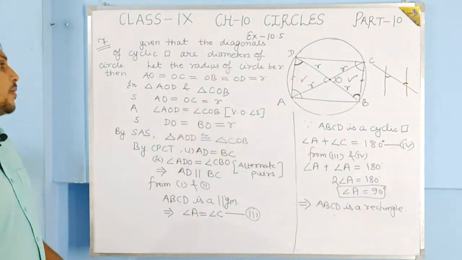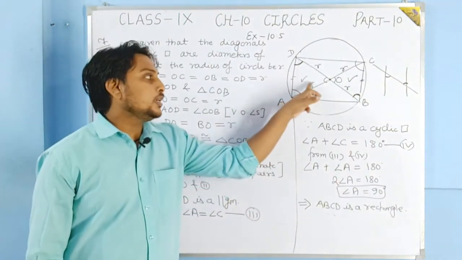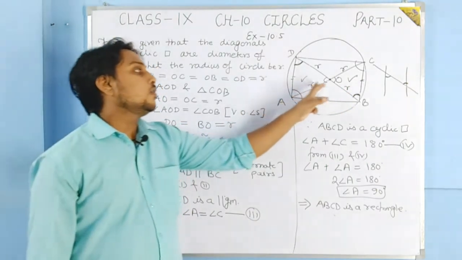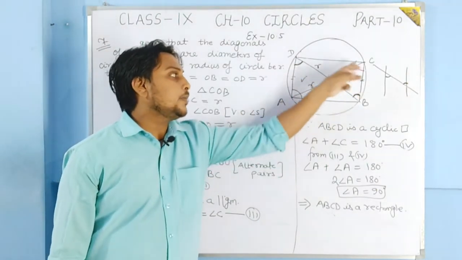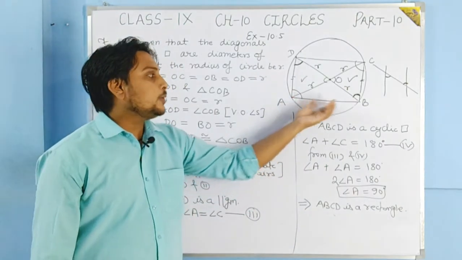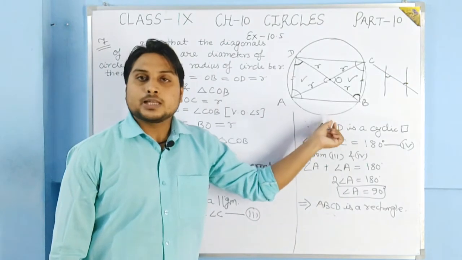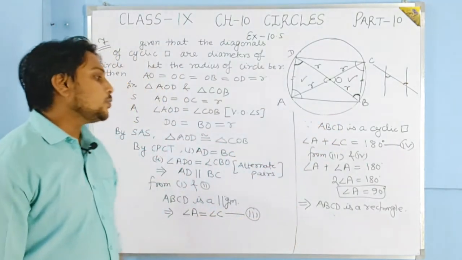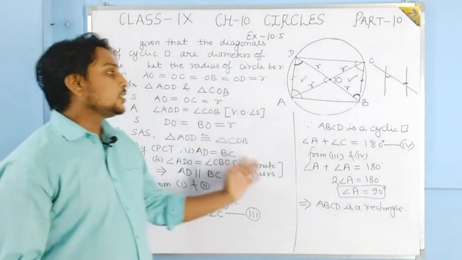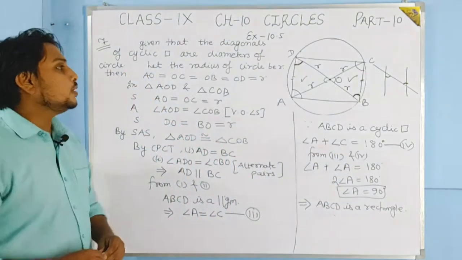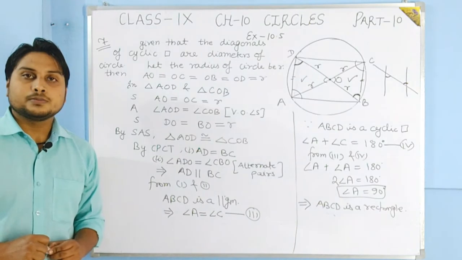Easy method we have applied. Firstly, we have shown that these two triangles are congruent. And after showing that they are congruent, we have shown that ABCD is a parallelogram. And after showing ABCD is a parallelogram, we have shown that one angle of this parallelogram is 90 degrees, and if one angle of this parallelogram is 90 degrees, then this will be the shape of a rectangle. Now you can pause the video and note it down.